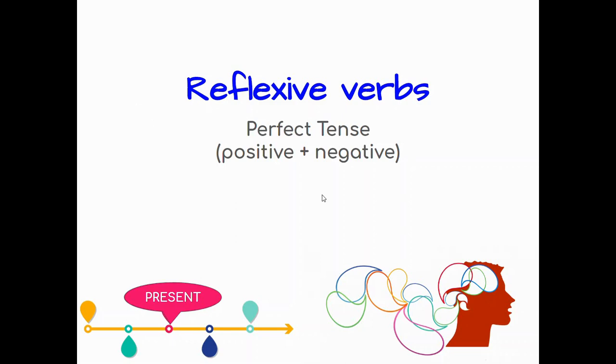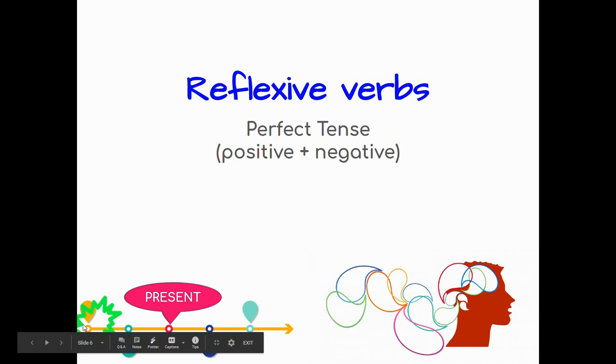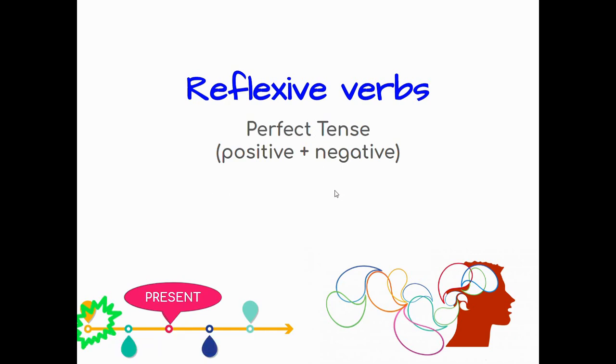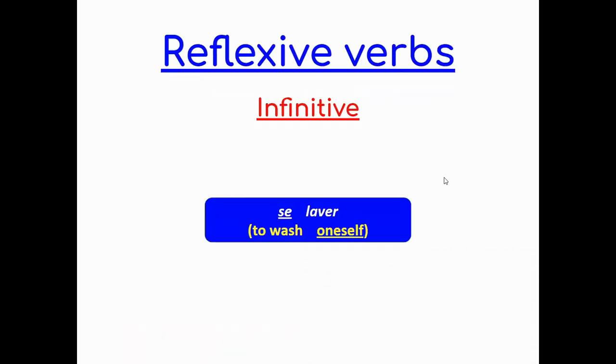Hello! So this video is either an explanation or a recap, depending on where you are, of using reflexive verbs in French with the perfect tense. And so a little reminder, the perfect tense is when you talk about the past. So present is here, past would be before. We're going to look at perfect tense reflexive verbs in positive statements and in negative statements. So something you didn't do. Okay, let's have a look.